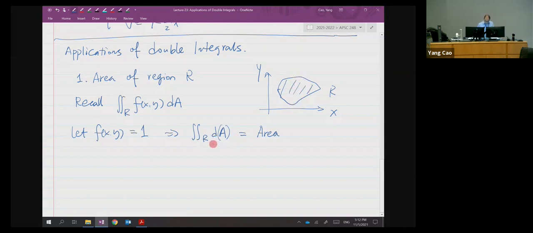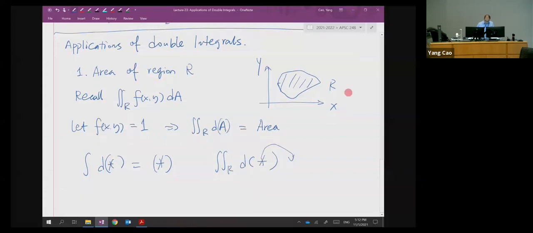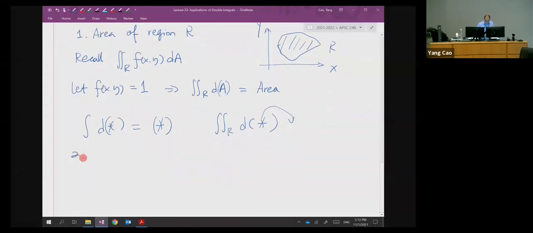That also actually says something. Remember, I said when you integrate d anything, what do you get? You get anything out of it. And this is the same thing, even though this is two integrals, you're basically integrating something out here, you get back this basically. In this case, you get the area. So that's the first application, to use double integral to calculate the area of a certain region R.